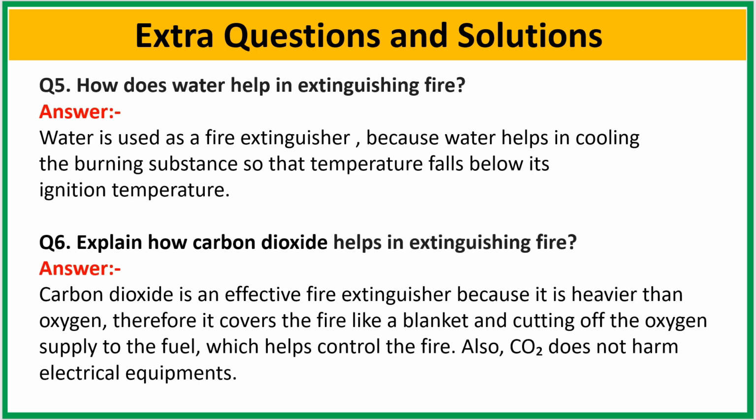So next question, how does water help in extinguishing fire? Answer, water is used as a fire extinguisher because water helps in cooling the burning substances so that temperature falls below its ignition temperature. Then question number 6. Explain how carbon dioxide helps in extinguishing fire. Answer, carbon dioxide is an effective fire extinguisher because it is heavier than oxygen. Therefore, it covers the fire like a blanket, cutting off the oxygen supply to the fuel, which helps control the fire. Also, CO2 does not harm electrical equipments.